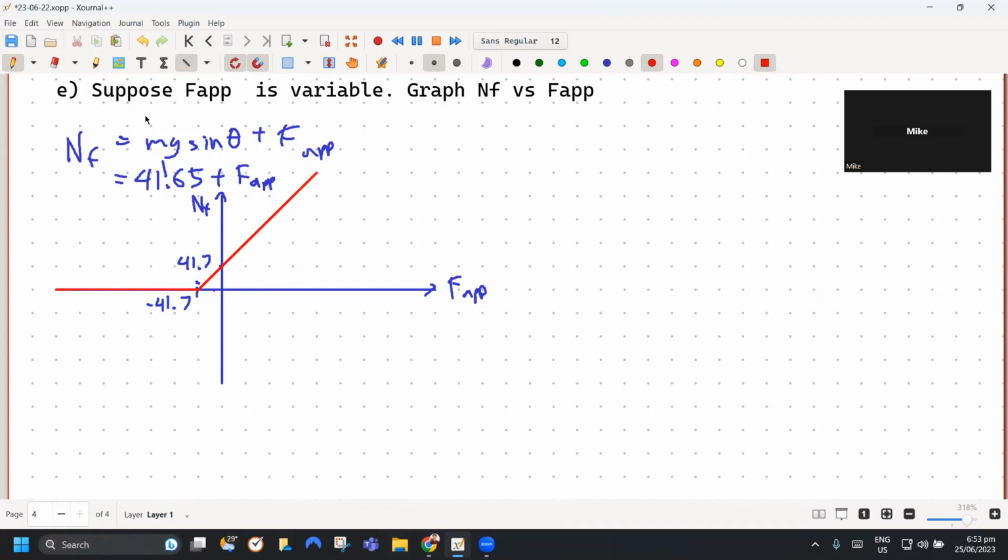Tapos ang assumption natin dito, F applied is downward, di ba? Yan yung directions. Magbabago yung shape niyan kapag yung in-assume natin na F applied is up. So kailangan clear ka dun sa convention na ginamit mo.